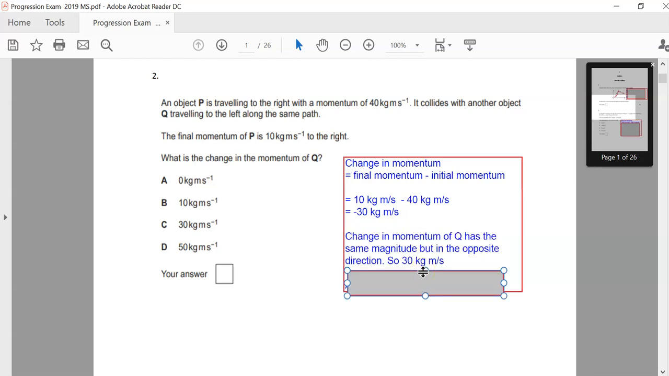That's because at the collision, the force that decelerates P is in the opposite direction to the force acting on Q. So the change in momentum, or the impulse, is in the opposite direction. Okay, so for this one, we've got answer C.